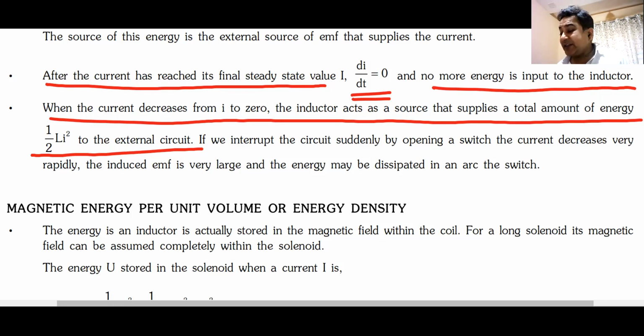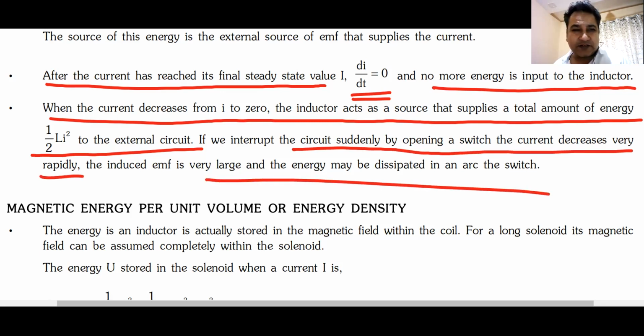We got it? That is why when you suddenly switch off the circuit, sometimes you hear sparking, sometimes you see sparking. Why is it sparking? Because of this inductor, it will give out its stored energy in the form of a spark. So that energy will be dissipated in an arc. Got my point?